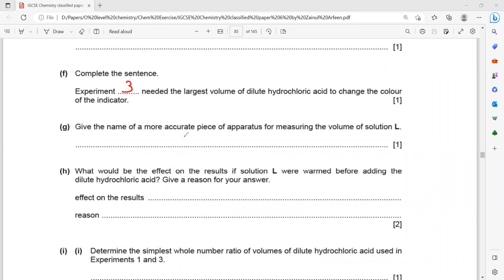Then give the name of a more accurate piece of apparatus for measuring a volume of solution L. If you check in the beginning, we were using a measuring cylinder to measure 25 cm cube. What other apparatus can be used? Pipette. So we can mention pipette.